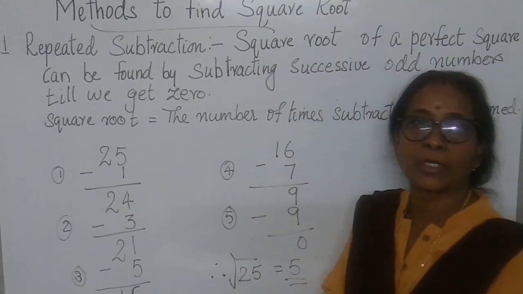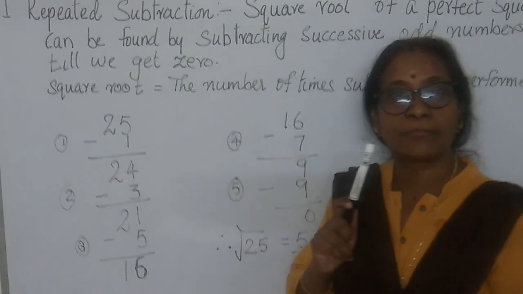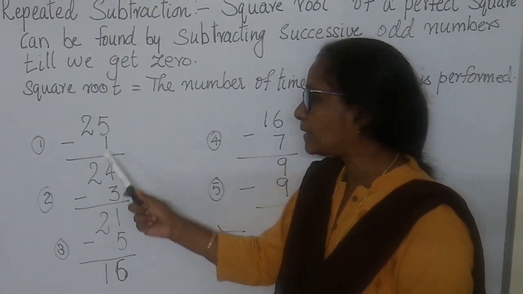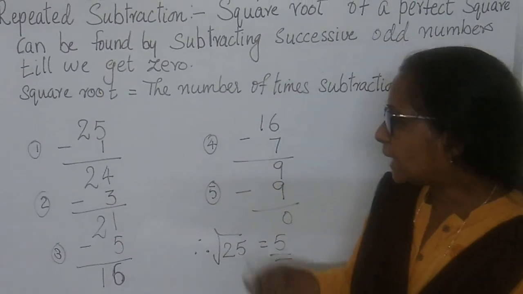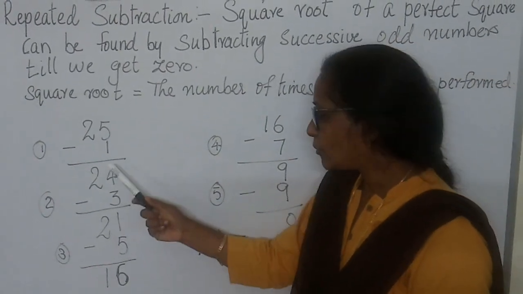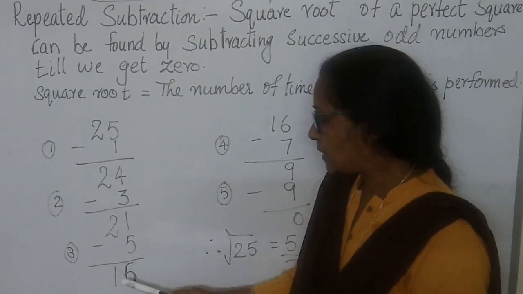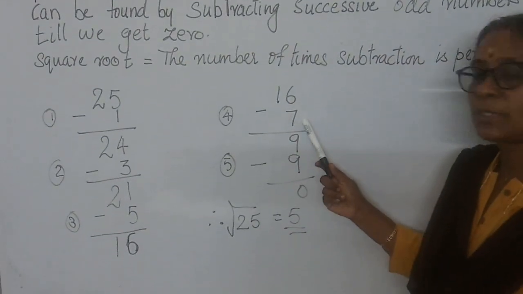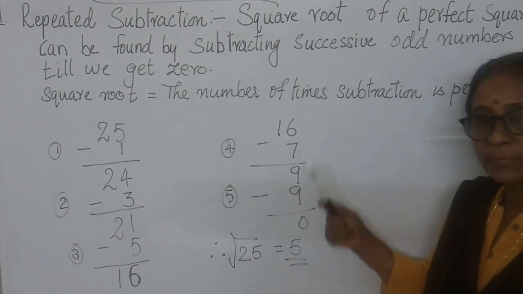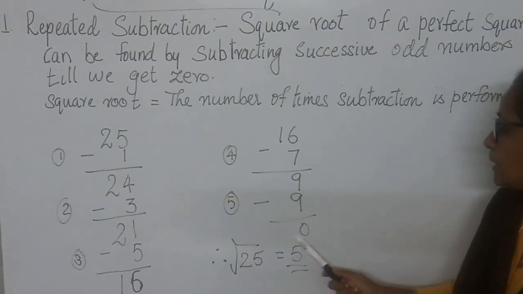To find the square root of 25, we take 25 and subtract the first odd number. Which is the first odd number? 1. So you subtract, you get 24. Then from 24, you subtract the second odd number, which is 3. So you get 21. Then subtract the third odd number, which is 5. You get 16. From that, you subtract the fourth odd number, which is 7. You get 9. And then from 9, subtract the fifth odd number, which is 9. You get the remainder 0.